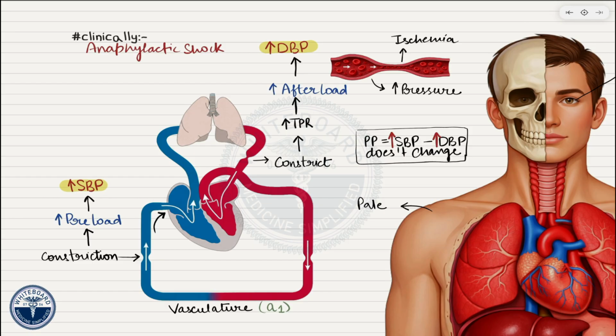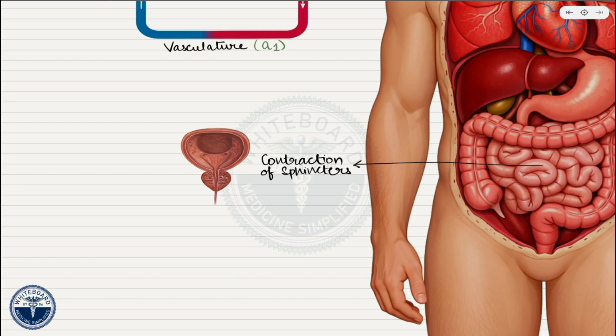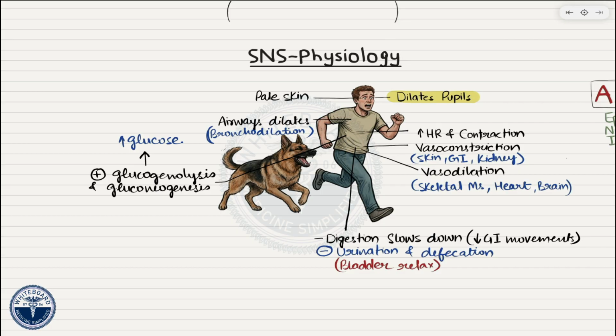In addition to the eye and blood vessels, alpha-1 receptors are also present on the sphincters of the gastrointestinal and genitourinary tracts. Since alpha-1 receptor activation generally causes smooth muscle contraction, stimulation of these receptors leads to contraction of the sphincters. For example, in the urinary tract, contraction of the bladder sphincter makes it more difficult for urine to pass, resulting in urinary retention. If we think about our fight or flight analogy, this makes sense because during a stressful situation, the body is focused on survival rather than urination or digestion.